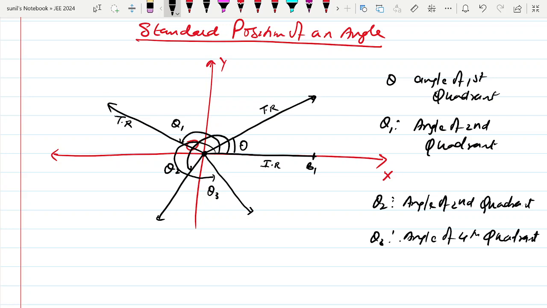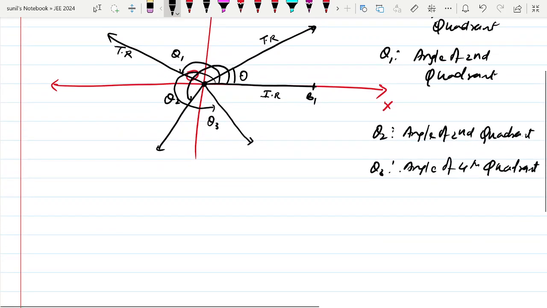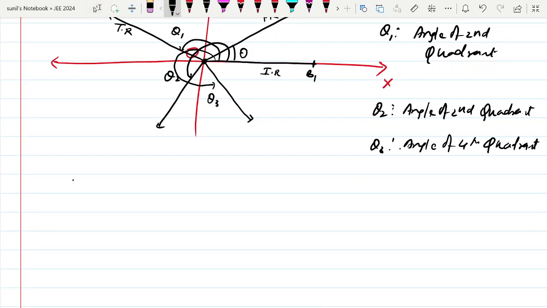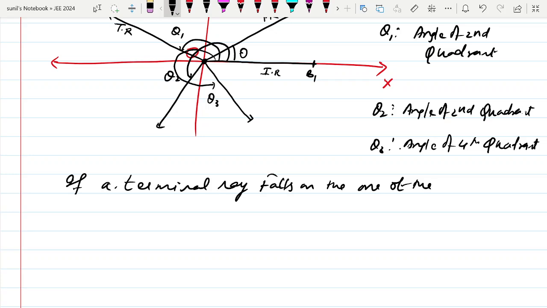Now what will happen if the terminal ray falls on one of the coordinate axes? That is, if a terminal ray falls on one of the coordinate axes, then it is known as a quadrantal angle.